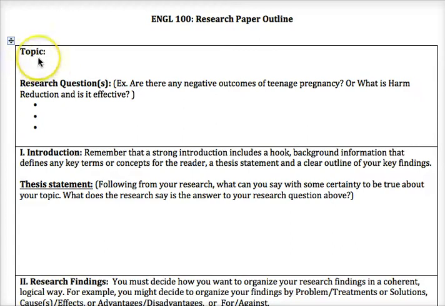I asked you to pick a research topic, and it was a broad topic. Usually, a lot of you came up with really good ideas. There was, you know, teenage pregnancy, harm reduction, eating disorders, nursing burnout, a bunch of different ideas that you guys came up with. So you can rewrite that here, so your broad topic is fine.